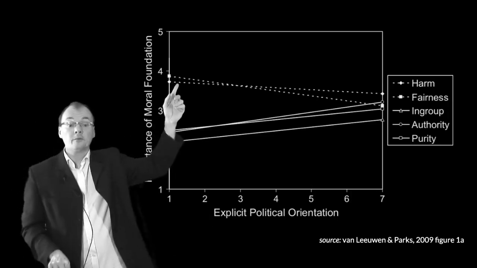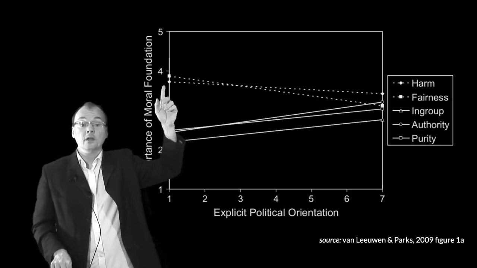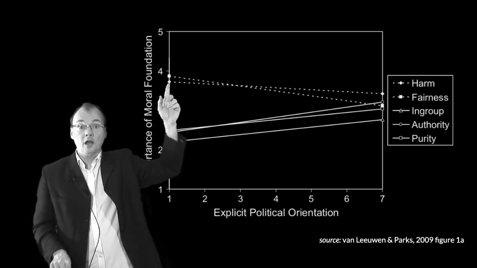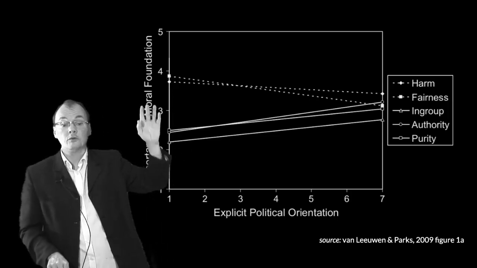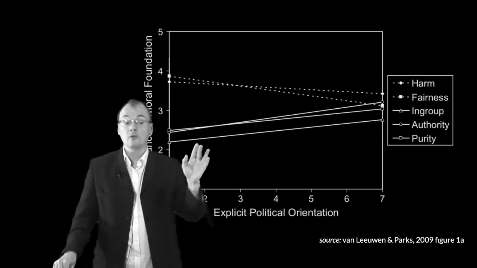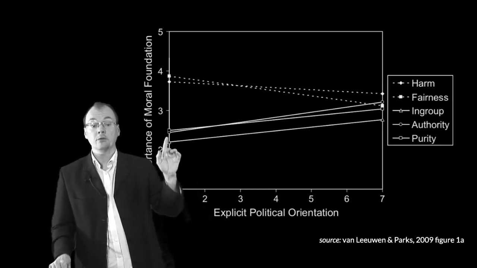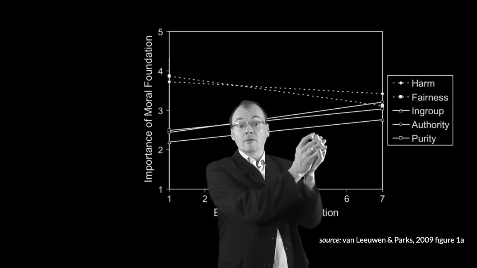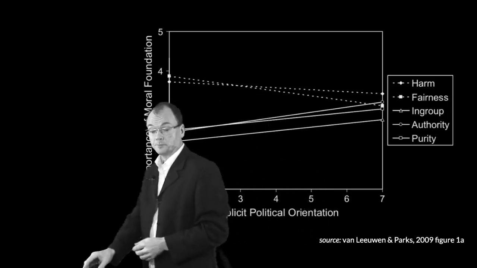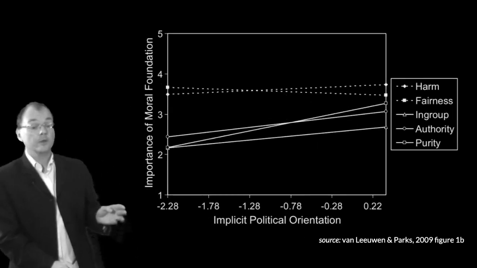So people who regard themselves as socially liberal tend to think that harm and unfairness are the key aspects to making moral judgments, whereas things like in-group, out-group membership, authority and purity are less important. As you get more socially conservative, those all appear to have roughly equal importance. Now, I mention this study because it's very nice.